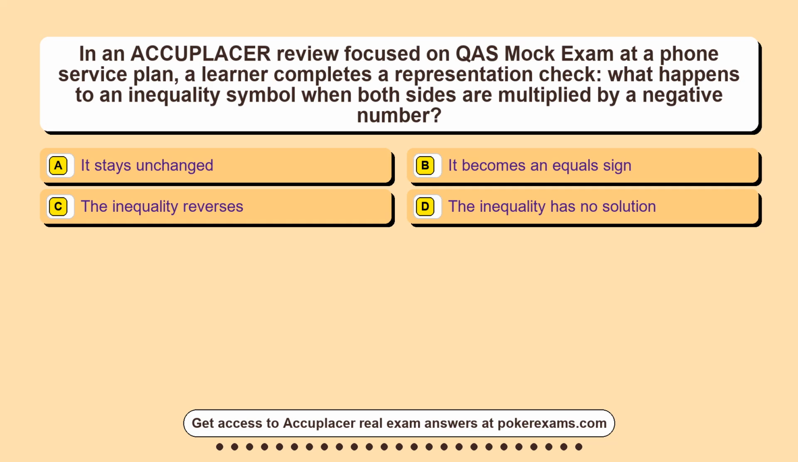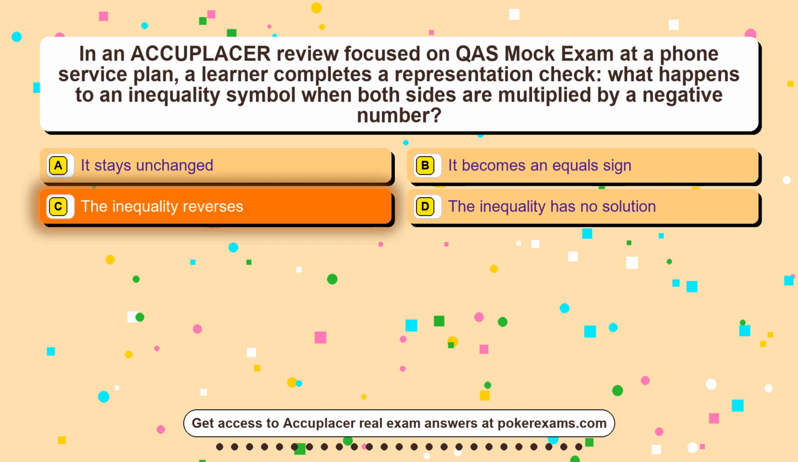Question 9. In an ACCUPLACER review focused on QAS mock exam at a phone service plan, a learner completes a representation check. What happens to an inequality symbol when both sides are multiplied by a negative number? Option A. It stays unchanged. Option B. It becomes an equal sign. Option C. The inequality reverses. Option D. The inequality has no solution.